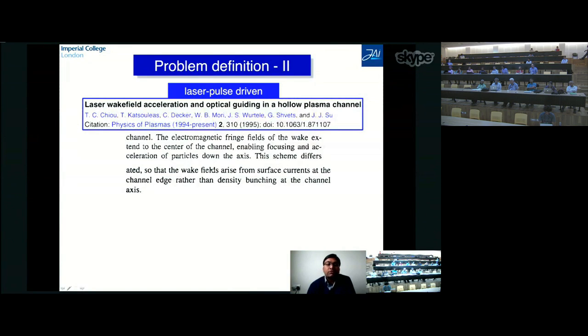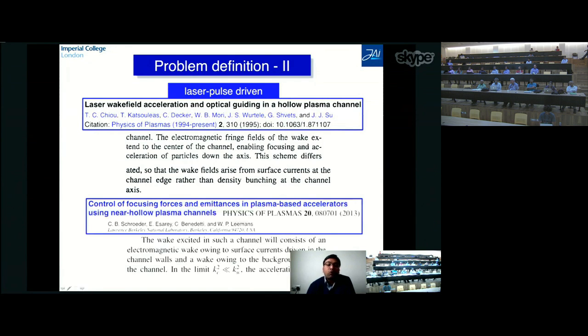So obviously these wake fields arise from the surface currents, and there is more work on understanding these hollow plasma channel forces, focusing forces and accelerating forces in a near hollow plasma channel, because a perfect hollow plasma channel might not be technologically possible. And again, what is shown here is that the electromagnetic wave, which is driven by the surface currents, is the one that drives the positron acceleration.